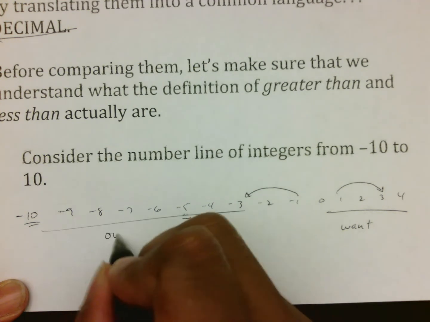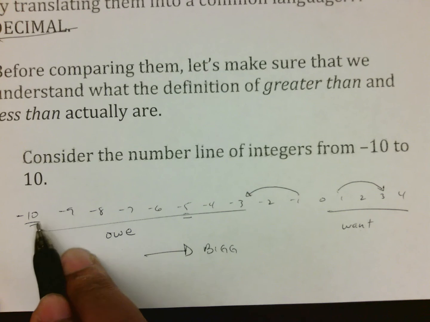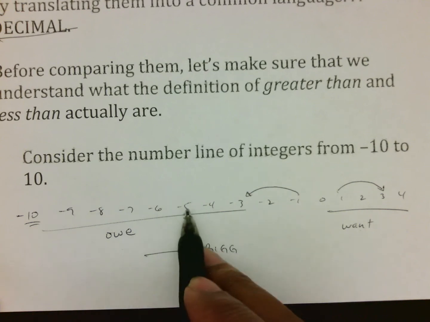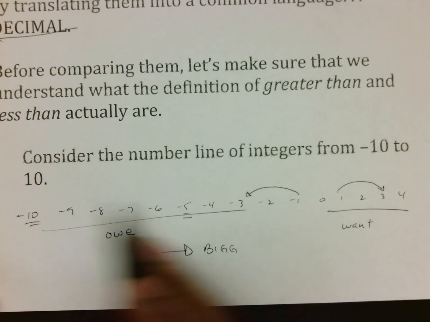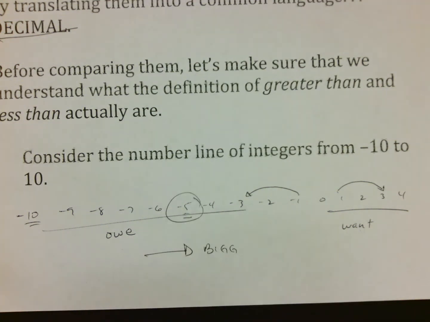In terms of negatives, think in terms of what would I rather owe. In other words, how can you remember that negative 10 is smaller than negative 5? Ask yourself in terms of negatives, would I rather owe someone $10 or owe someone $5? Well, I think I'd rather owe them $5 because you don't want to owe as much.